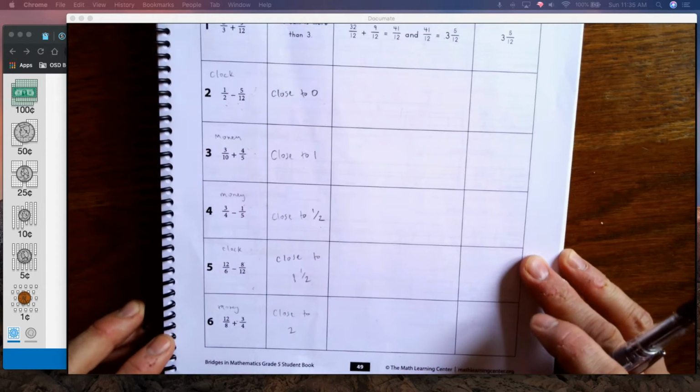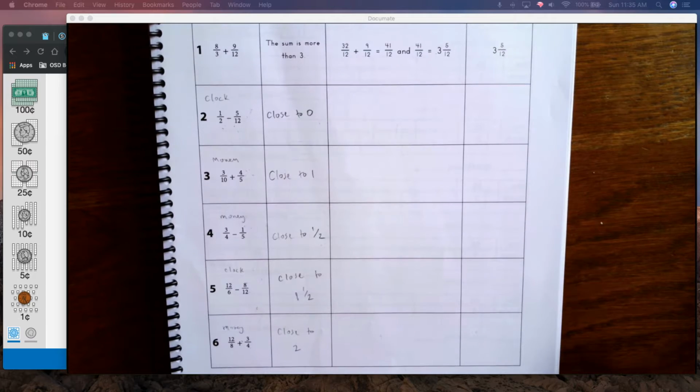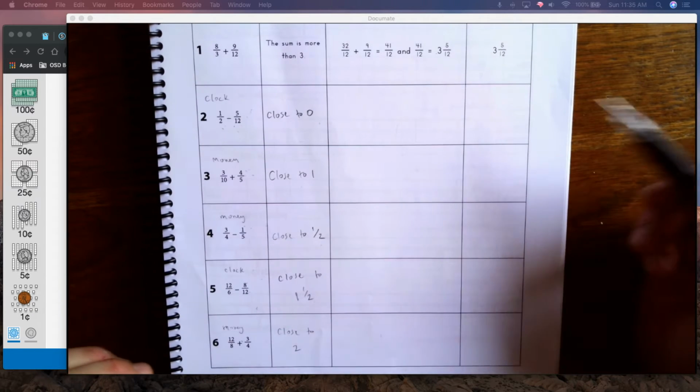So now we're going to solve these problems, and we're going to go quickly through these and just put them into common denominators and find the exact sum or difference.